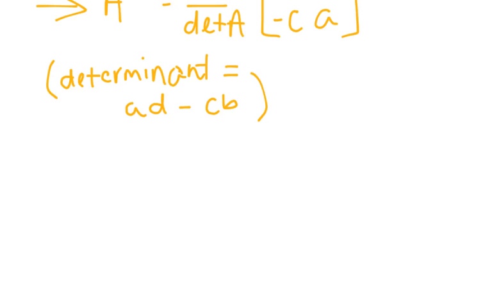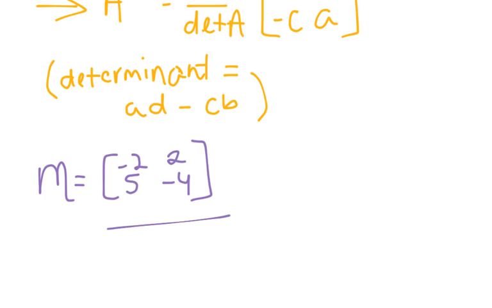Okay, so let's try an example. Here's a matrix M, and the first thing we need to do is find its determinant. If it does not equal 0, we can continue. So I look at A and D and multiply them together, which is 8, minus B and C. Okay, so this is minus 10, and that's negative 2. So we can continue. This is our determinant. I'm going to abbreviate it.